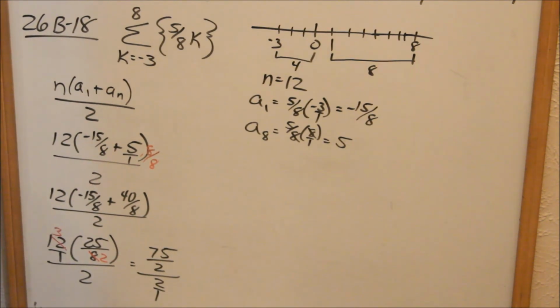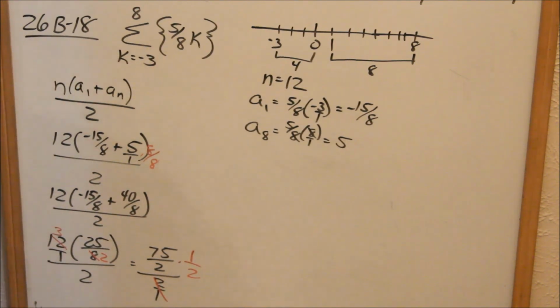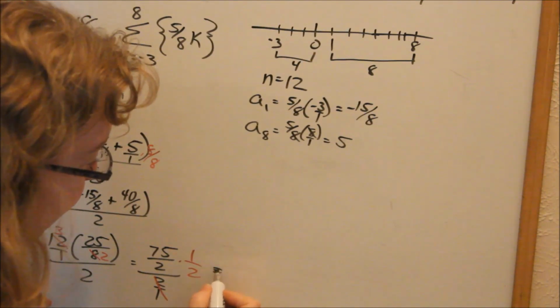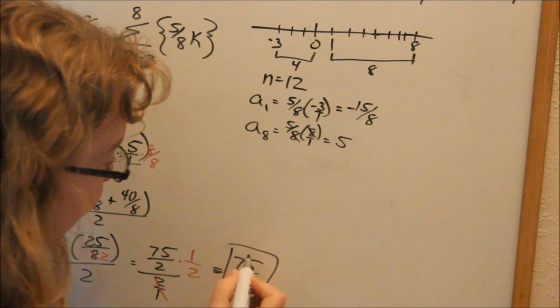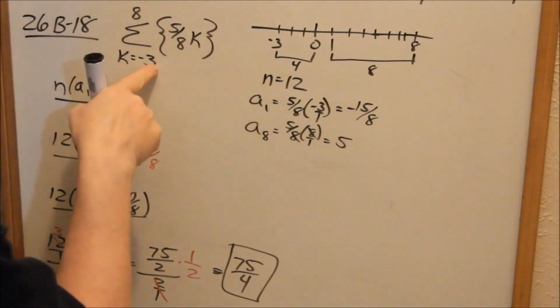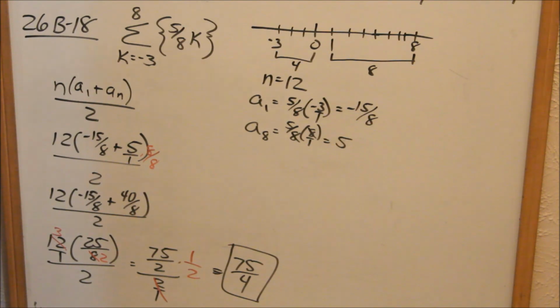Fraction divided by a fraction, flip the second one and multiply. So that now becomes times 1/2. So then you end up with 75/4. So if I was to take each one of these numbers and plug them in for k, get a number for each one, then add them all together, you end up with 75/4. That is the series for this one.